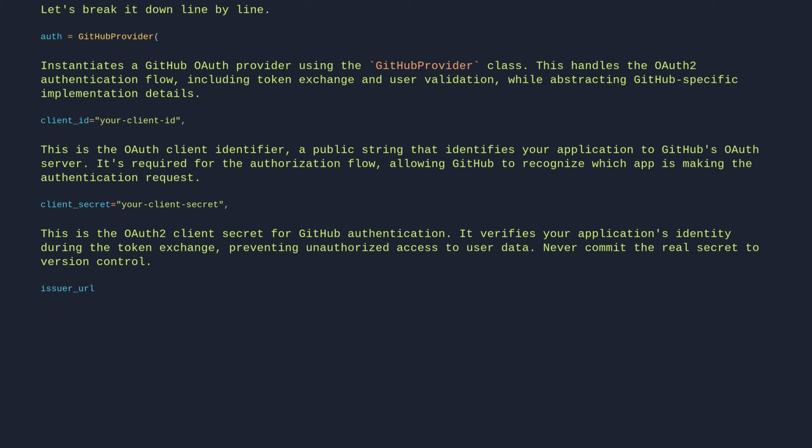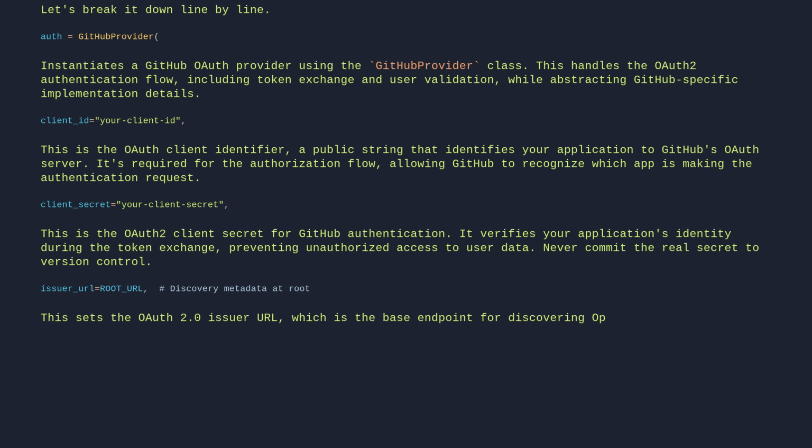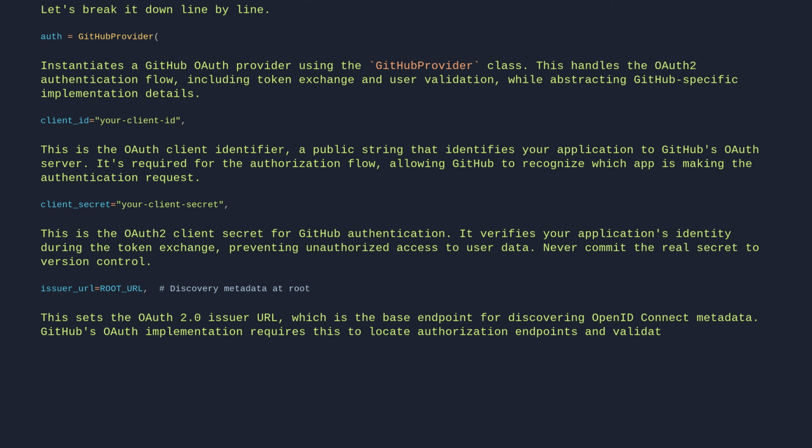issuer_url = root_url, # discovery metadata at root. This sets the OAuth 2 issuer URL, which is the base endpoint for discovering OpenID Connect metadata. GitHub's OAuth implementation requires this to locate authorization endpoints and validate tokens, following the standard OpenID Connect discovery protocol.